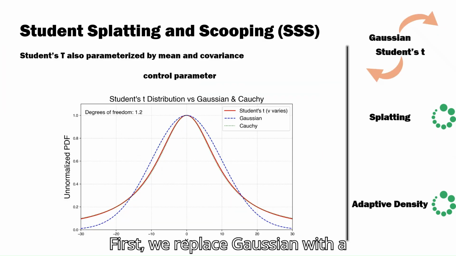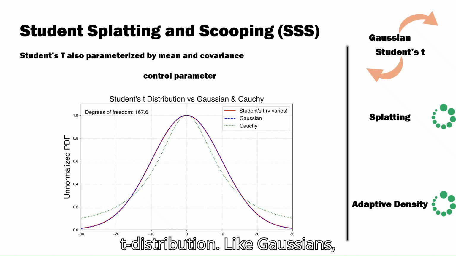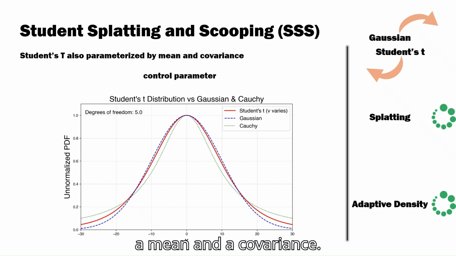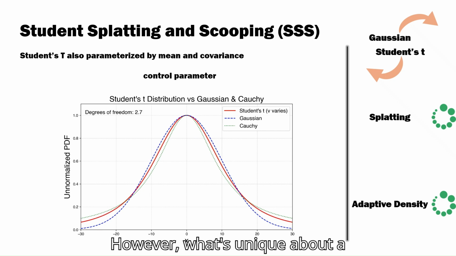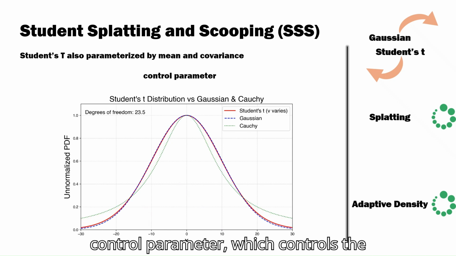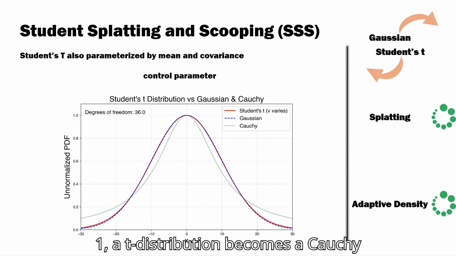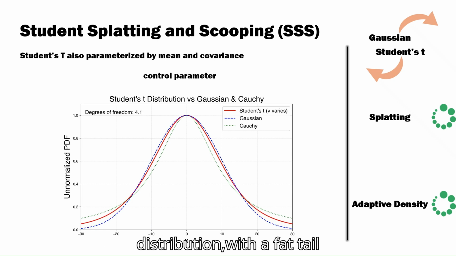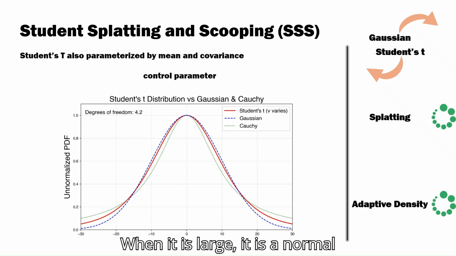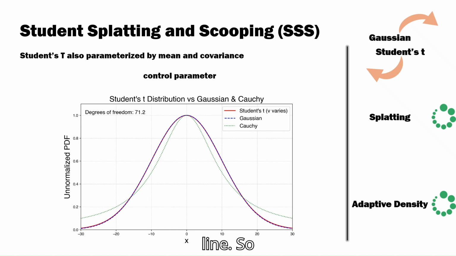First, we replace Gaussian with a student's t-distribution, or simply t-distribution. Like Gaussians, a t-distribution is also parameterized by a mean and a covariance. However, what's unique about a t-distribution is that it also has a control parameter which controls the tail fatness. When it is 1, a t-distribution becomes a Cauchy distribution with a fat tail shown by the green dashed line. When it is large, it is a normal distribution shown by the blue dashed line.